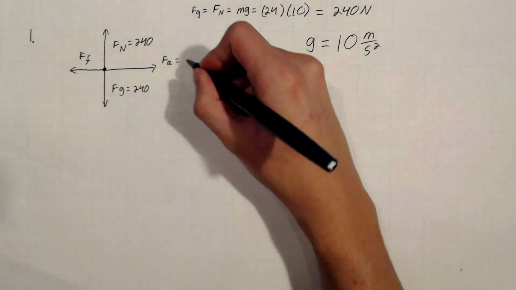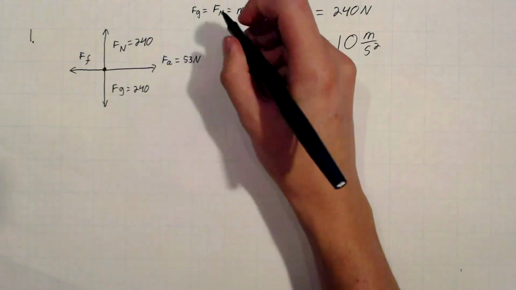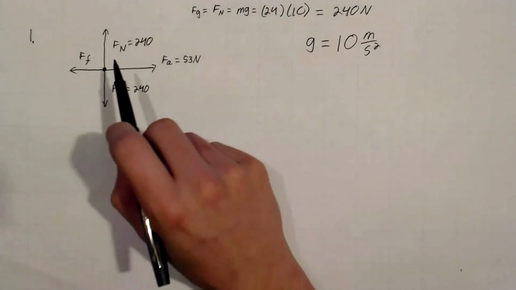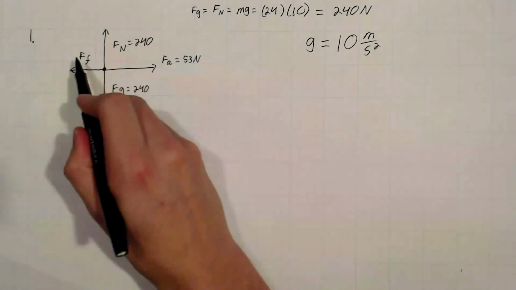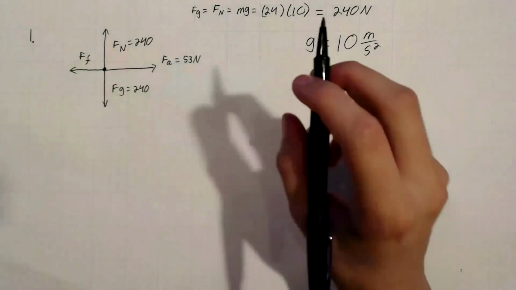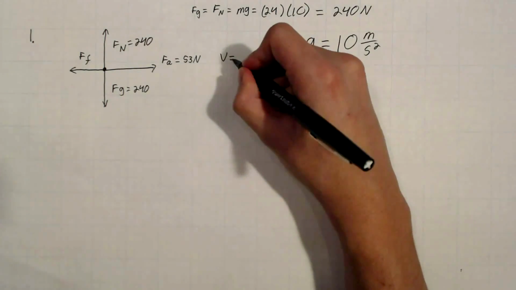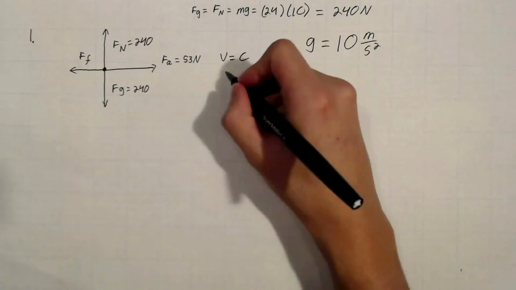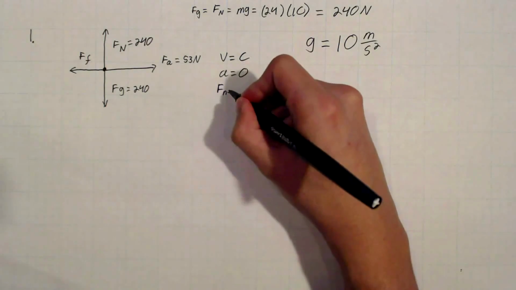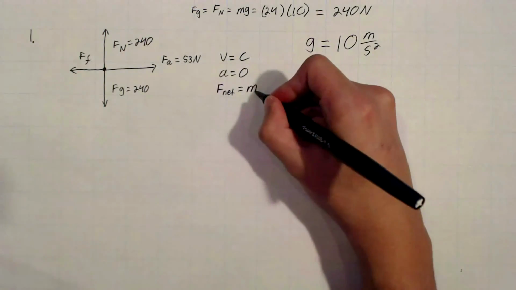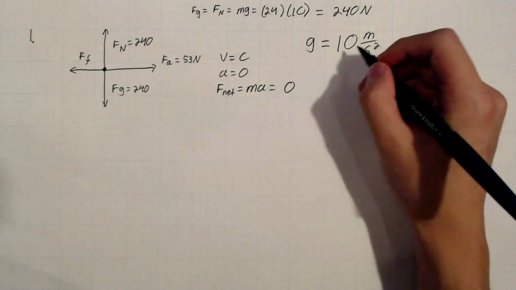They give you the applied force, which is equal to 53 newtons. And it wants to know what's the coefficient of kinetic friction. It tells you that it's moving at a constant velocity, which means if your velocity is constant, your acceleration is 0, which means your net force, which is equal to mass times acceleration, is going to be equal to 0.